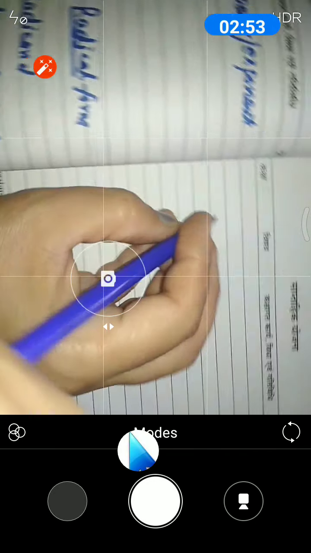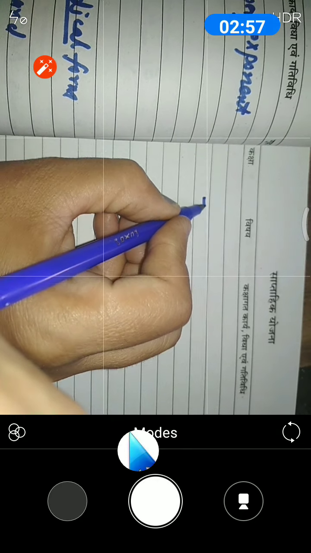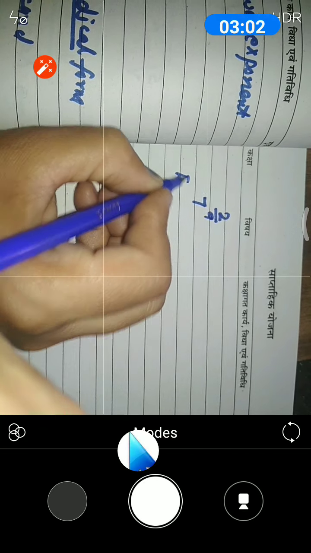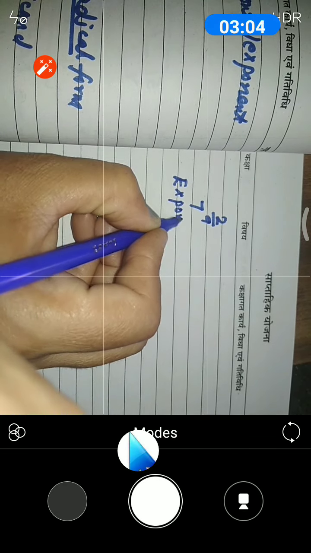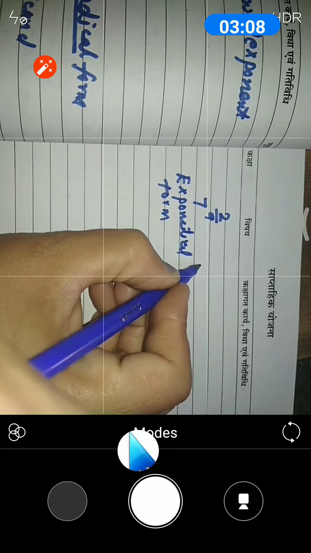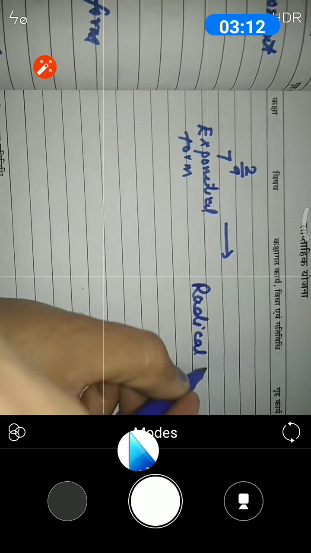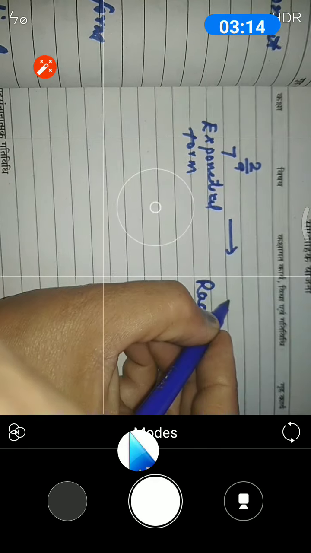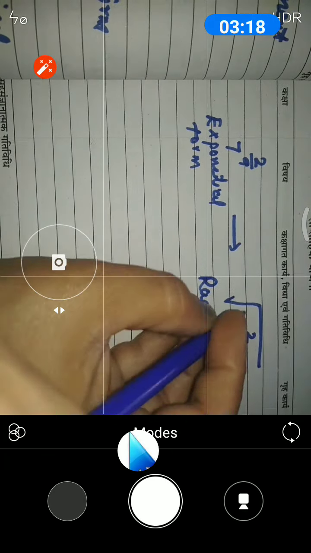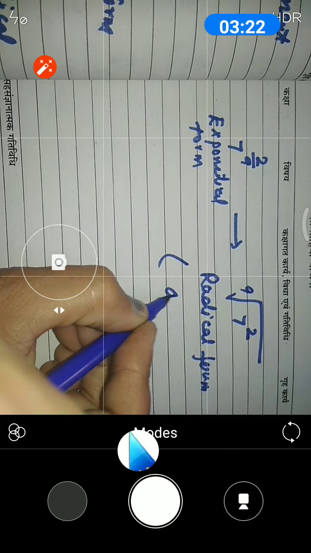Let me take another example. For example, we write 7 raised to the power 2 by 9. Means this exponential form has to be expressed in radical form. How do we write it in a radical form? For this we will write 7 raised to the power 2, with 9 outside. Means the radical form is a to the power m.